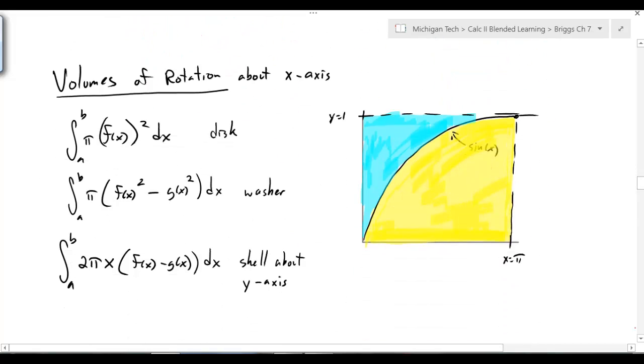From there we talked about the volumes of rotation. So I'm giving you 3 formulas here, but you have to understand they look very different if we're rotating about the y-axis. So you need to understand where these things are coming from. The first one is a disk.